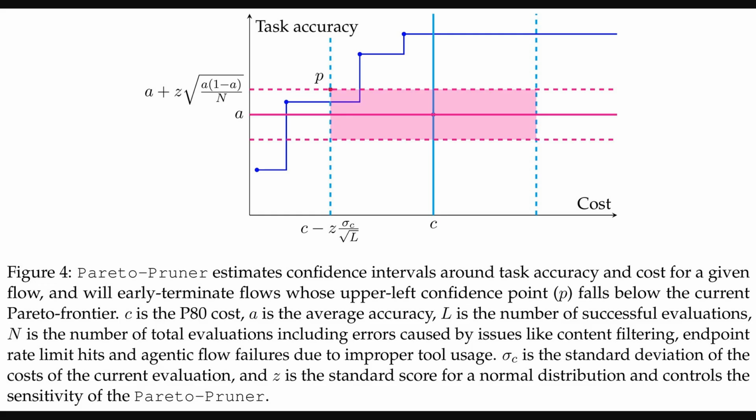The pruner then looks at the most optimistic corner of this confidence interval for the new flow, its upper left point, which would represent potentially higher accuracy at a lower cost. If this best-case potential still doesn't surpass the existing Pareto frontier, the flow is terminated early. This early stopping, based on these confidence estimates, is crucial for syftr's efficiency.